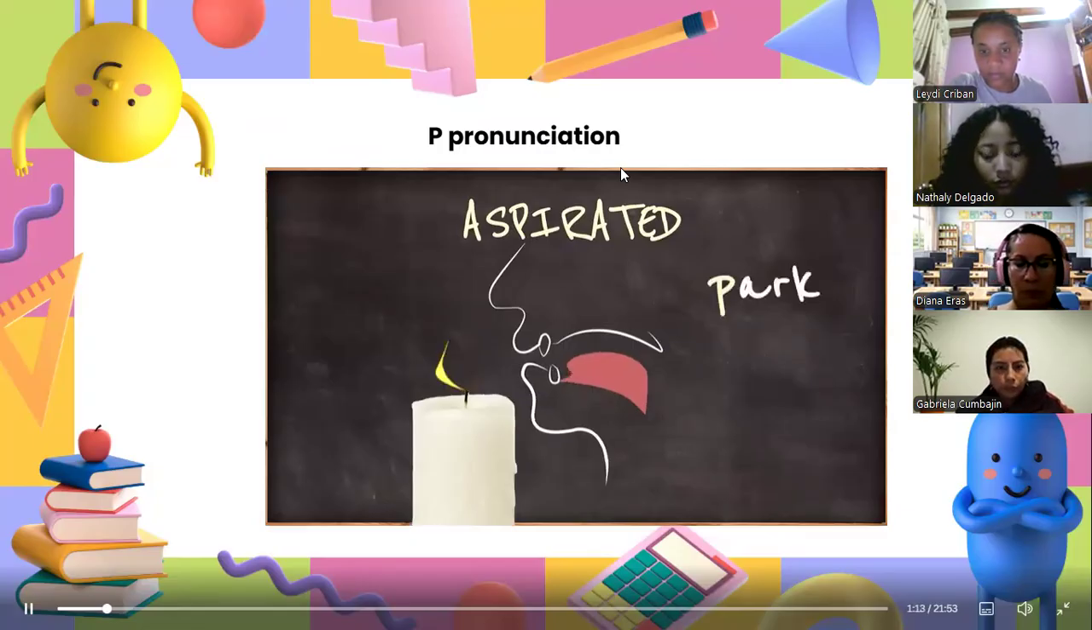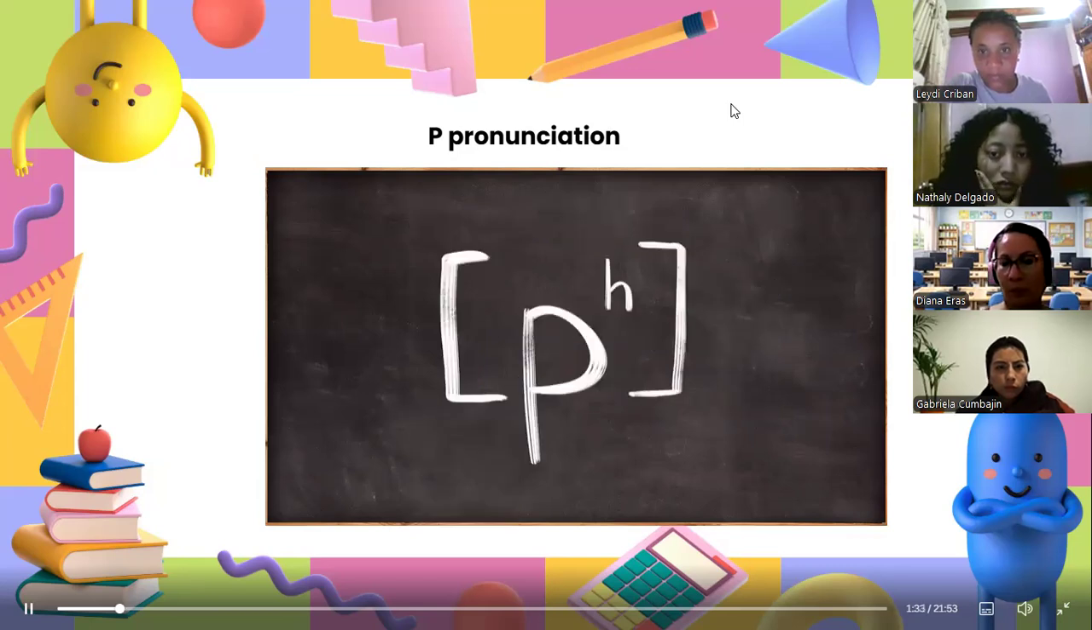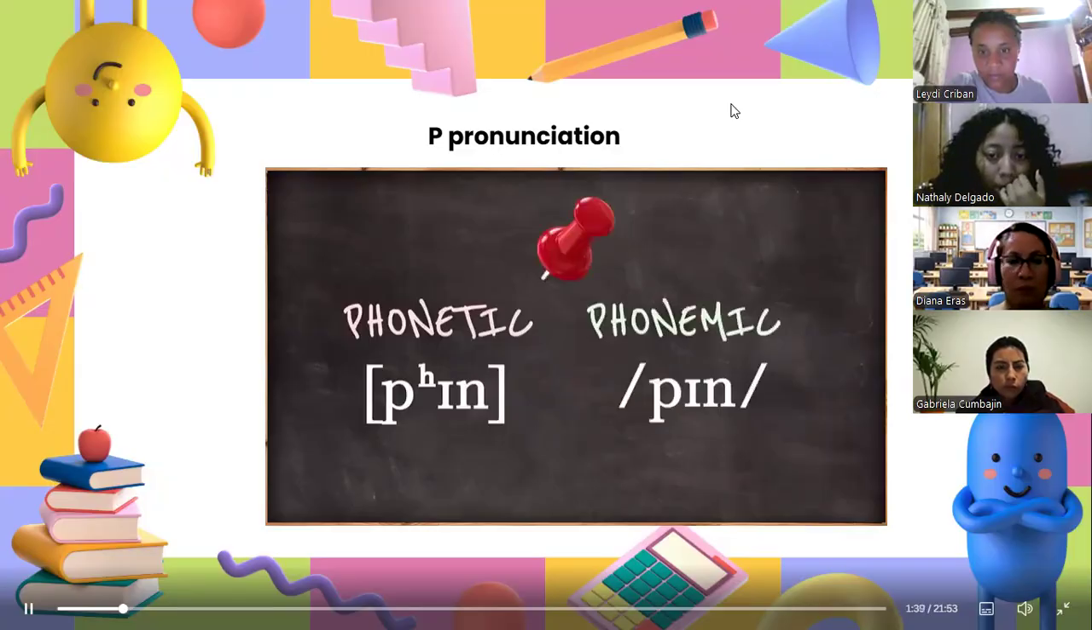Park, pot, pin. It's nearly always aspirated except before s. Spark, spot, spin. The candle doesn't move, so the P in these words is unaspirated. The phonetic symbol for aspiration is a superscript H, but you won't see it in phonemic dictionary transcriptions. Compare the phonetic and the phonemic transcriptions of pin.